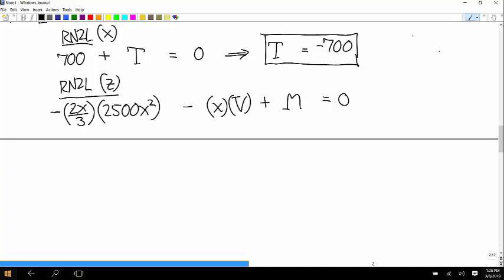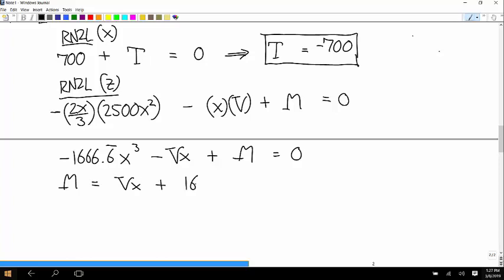Okay, so this comes out to be 5,000 over 3, which is probably 1666, right? So negative 1666.6 repeating x cubed minus Vx plus m is equal to 0. Rearrange, and m is equal to Vx plus 1666.6 repeating x cubed.